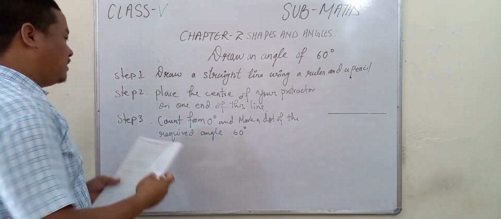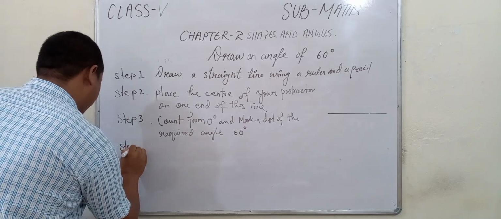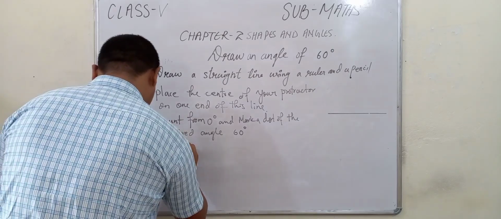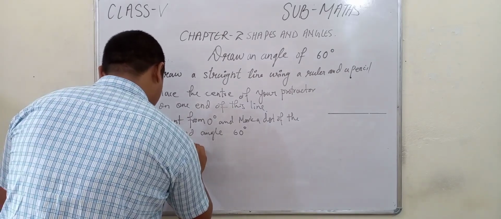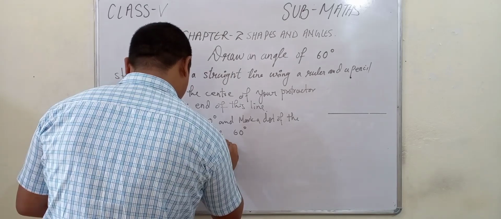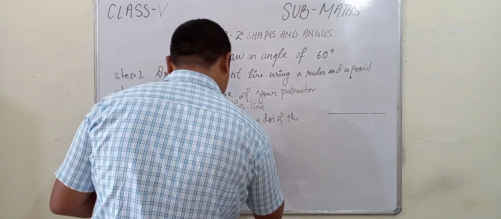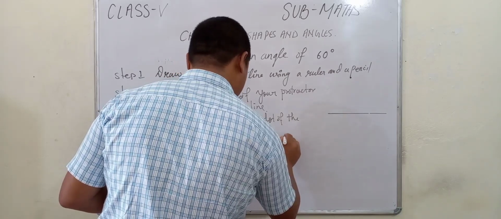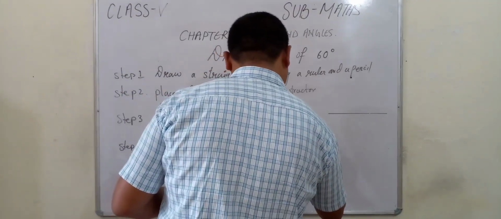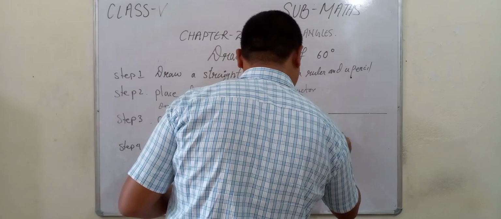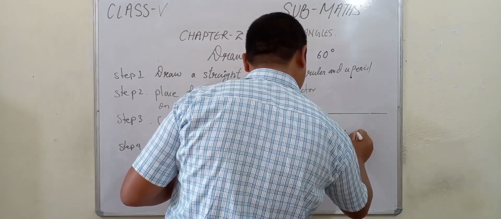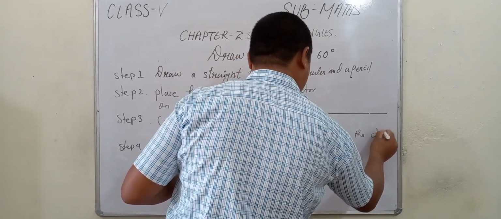This is the third step. Now step 4: remove your protractor and join the end of the line to the dot using a ruler.